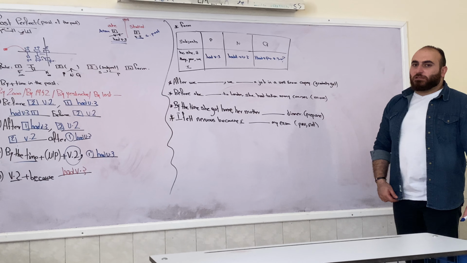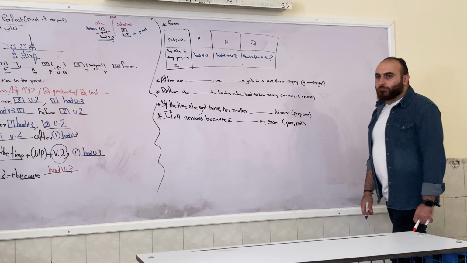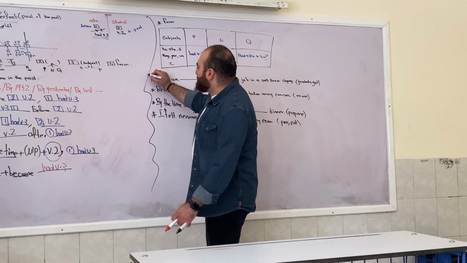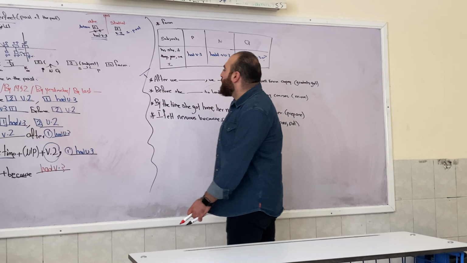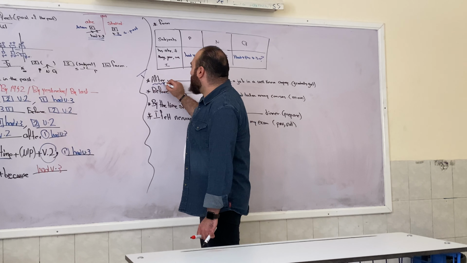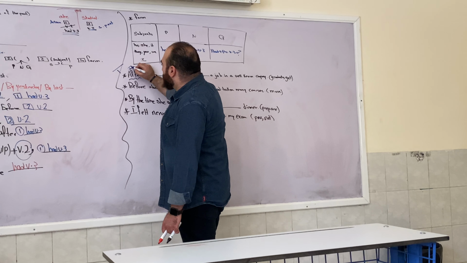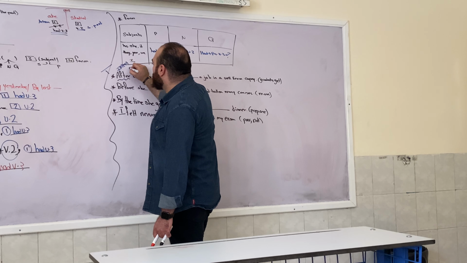Start with the first one. First, how do we know that this is tenses? No verb. So this is tenses as long as it has no verb. Then we have the indicator after. This is indicator. Is it keyword or function? Keyword for what tense? For the past perfect.